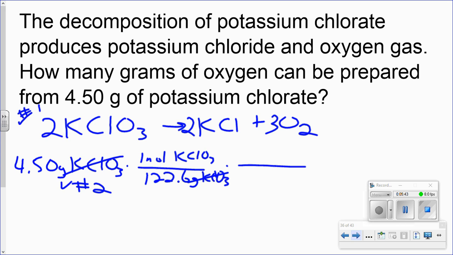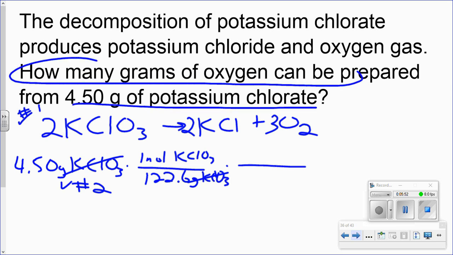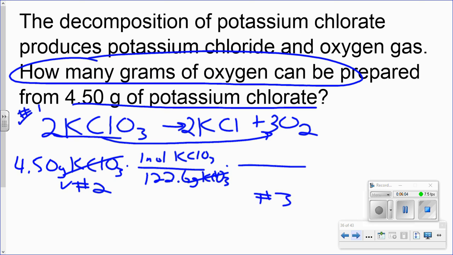You always have to use the mole ratio because the question says if you start with potassium chlorate, how many grams of oxygen can be prepared? So I'm going from potassium chlorate to oxygen now. Using the mole ratio, which always needs to be done, that's step 3 of stoichiometry. I have moles of potassium chlorate on the bottom to match that, and I have moles of oxygen on top because that's what the problem is asking me for. Now all we've got to do is fill in the coefficients. So I'm going to put the 2 down here, and I'm going to put the 3 here.